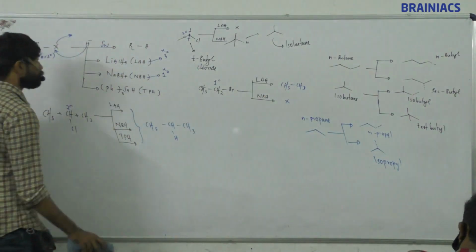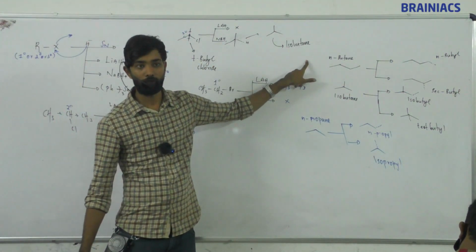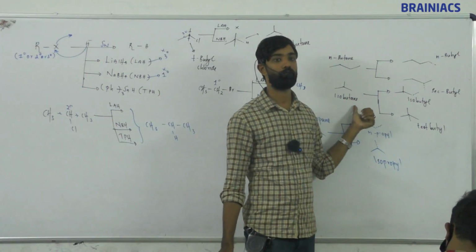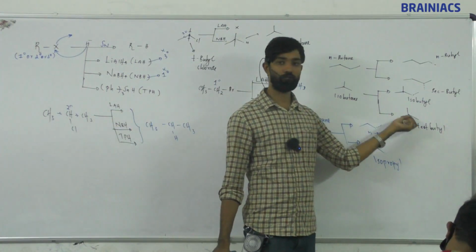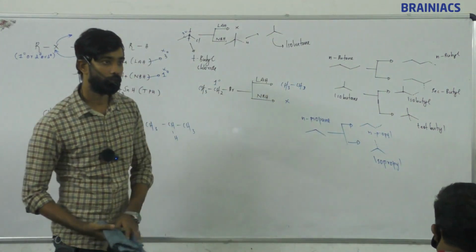Okay. So this tertiary butyl chloride becomes isobutane, not tertiary butane. There is no tertiary butane. The tertiary butane is simply said to be isobutane. If you supply hydrogen to the tertiary carbon, it becomes what? Isobutane. So there is no tertiary butane. Okay.